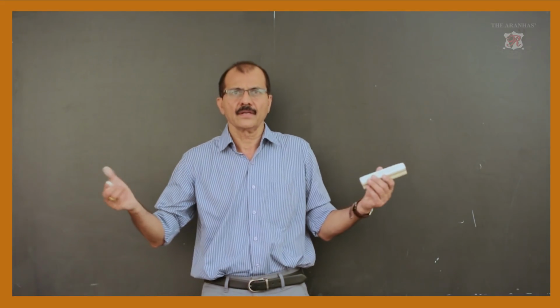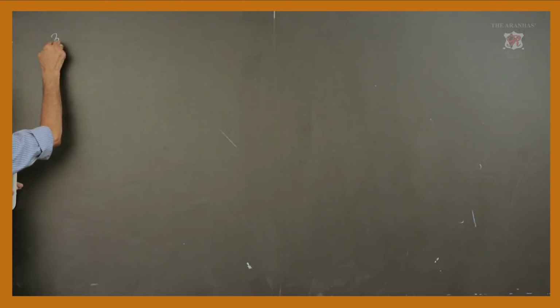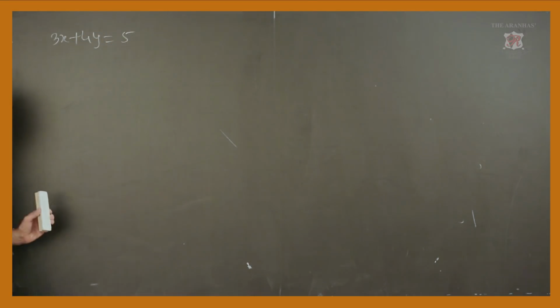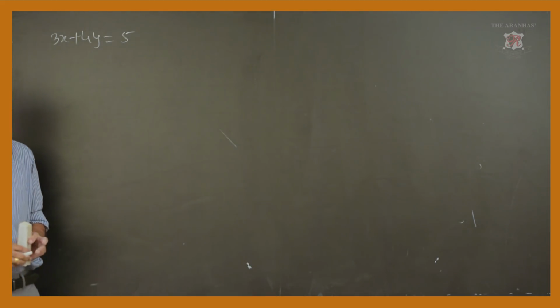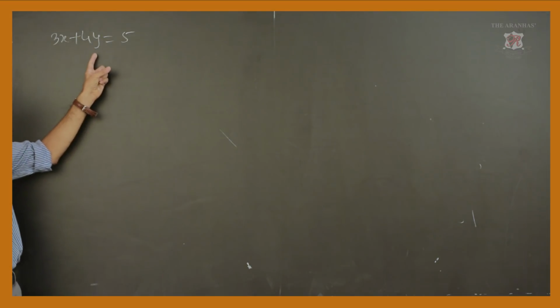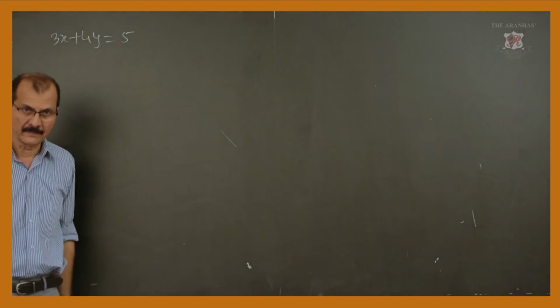Now all of you know what is a linear equation. For example, 3x plus 4y is equal to 5. This is a linear equation in two variables x and y. Degree is 1 and two variables x and y. So this is a linear equation in two variables.